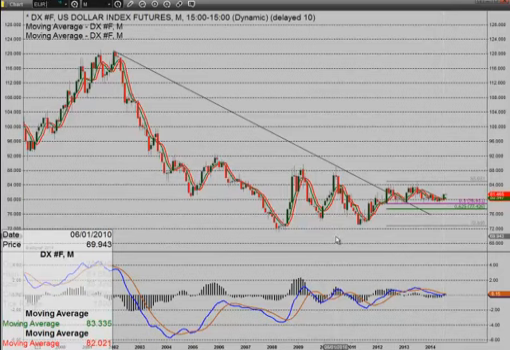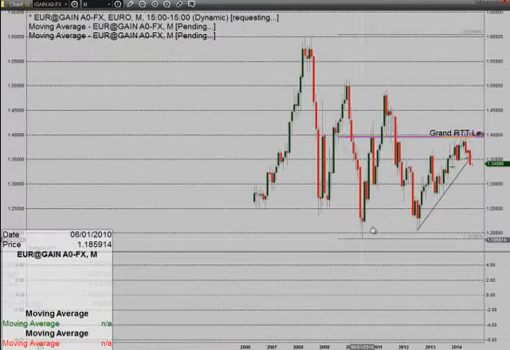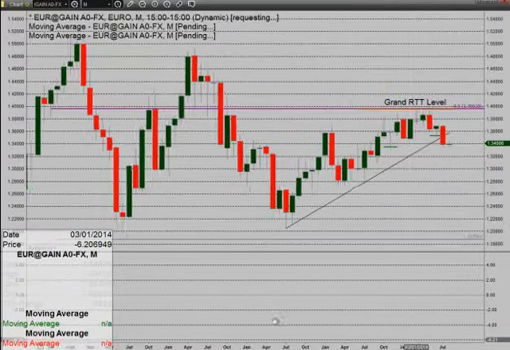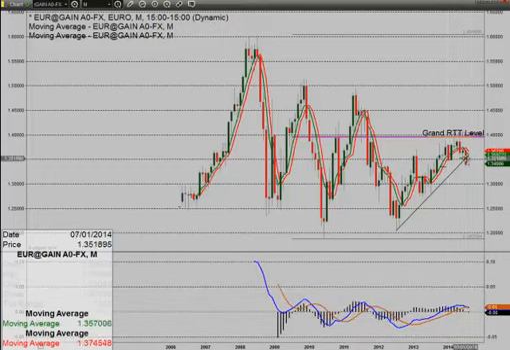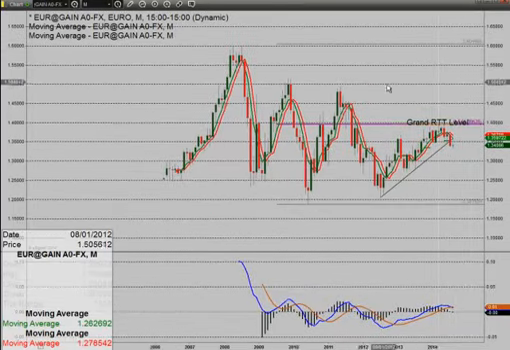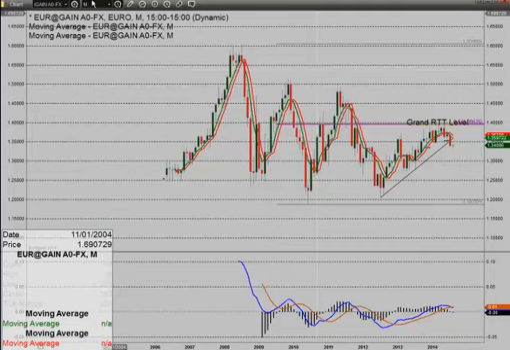Next market will be the euro-U.S. dollar. Essentially, you're looking at a mirror image of it. You can see that grand pattern is bearish. You can see the euro just starting to break down. We think there's a lot of room on the downside for the euro.